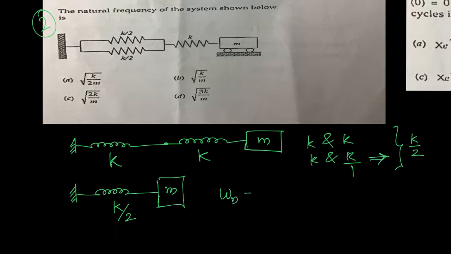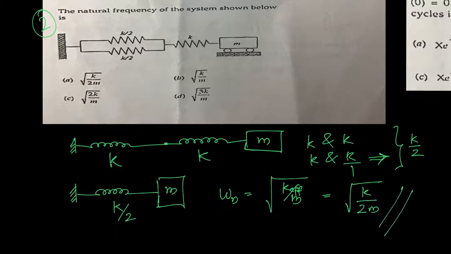Now if you want to compute the natural frequency, it is root of K effective by M, and the K effective is K by 2, so the natural frequency is root of K by 2M. So option A is the answer. Always remember that the units are radians per second, not hertz.